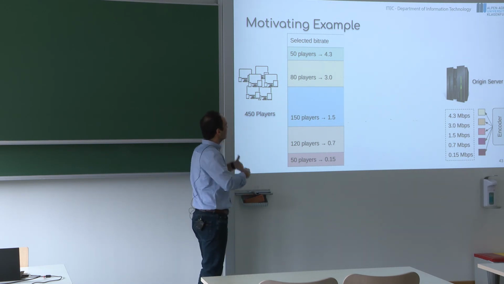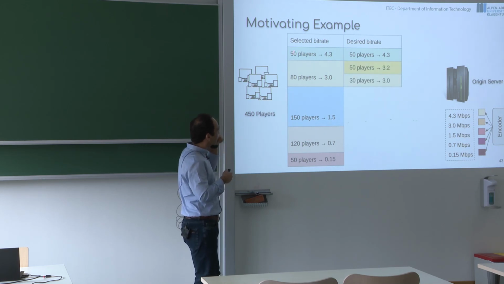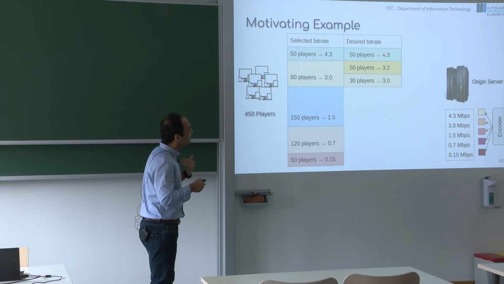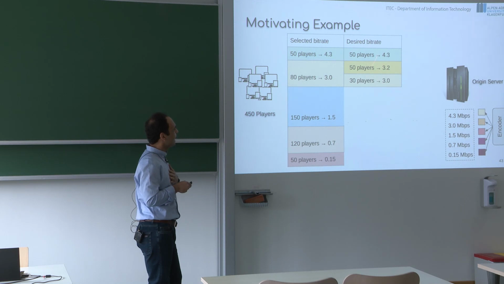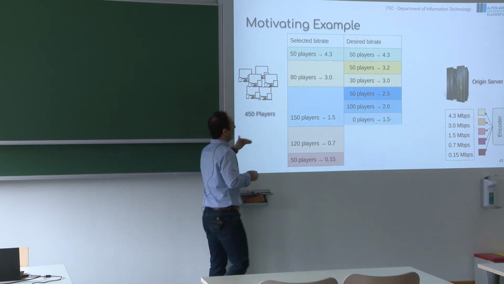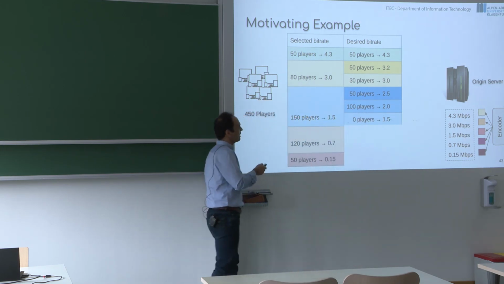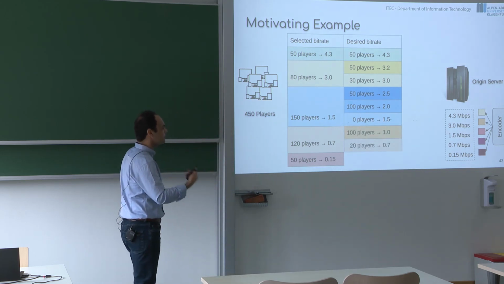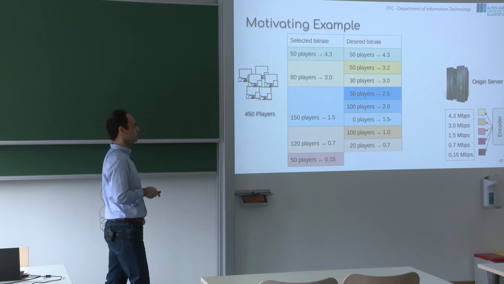But when we take a look at the details of the request, we saw that the 50 players that select this bitrate just select this one as a desired bitrate. That's good. But here, from the 80 players, 51 select 3.2, which means higher than 3 megabits, and 30 players select exactly 3 megabits. But here, we have 50 players select 2.5, and then 2 megabits and 1.5. We have this desired bitrate for the players that selected bitrate 0.7.